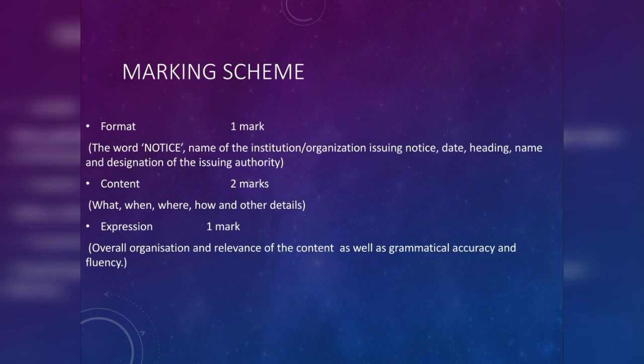Then 2 marks for content. Content should have what, when, where, how and other details, which means the event, the date, the venue and any other detail that is given in the question. Expression carries 1 mark. Expression means overall organization and relevance of the content as well as grammatical accuracy and fluency.